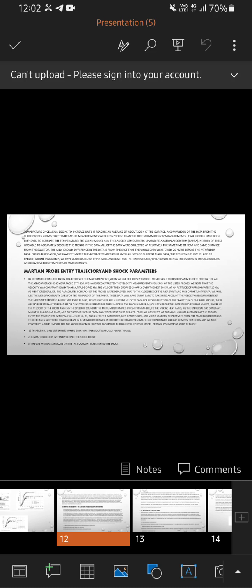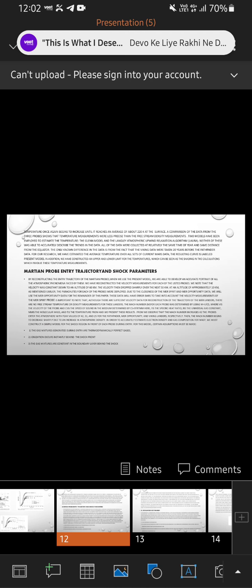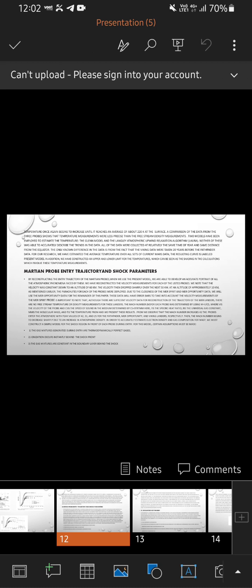As mentioned earlier, the parachutes for each of the probes were deployed. Due to the closeness to the Mars Exploration Rover Spirit and Opportunity data, we will use the Opportunity data for the remainder of this paper. These data will have error bars to take into account the velocity measurement uncertainty of the MER Spirit probe. It is important to note that although there are sufficient velocity data for reconstruction of the trajectory of the MER landers, there are no free stream temperature or density measurements for these landers.